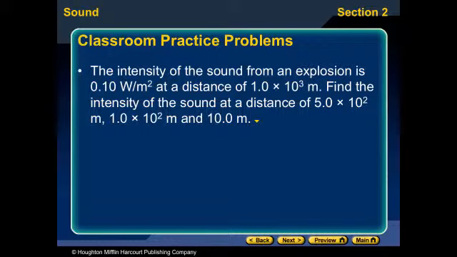So let's look at these problems. The intensity of sound from an explosion is 0.1 watts per meter squared at a distance of 1 times 10 to the third meters. Find the intensity of the sound at a distance of 5 meters, 500 meters, 100 meters, and 10 meters.